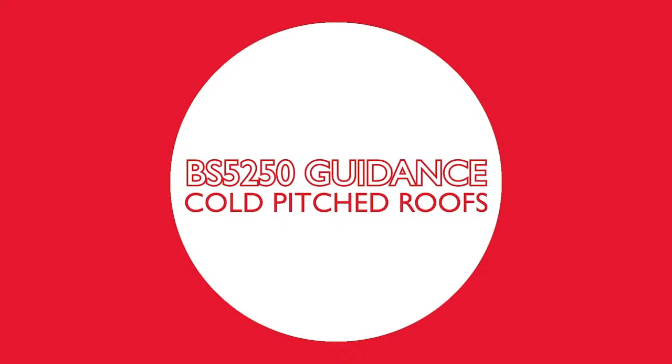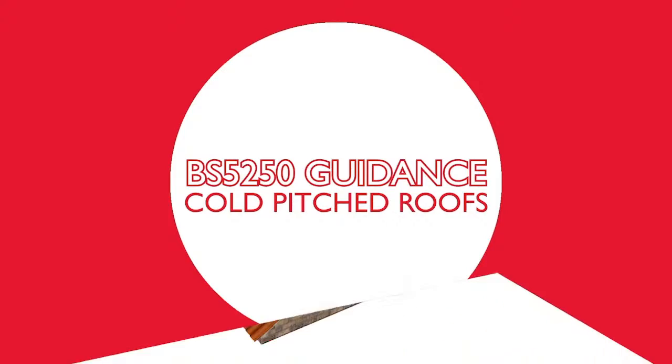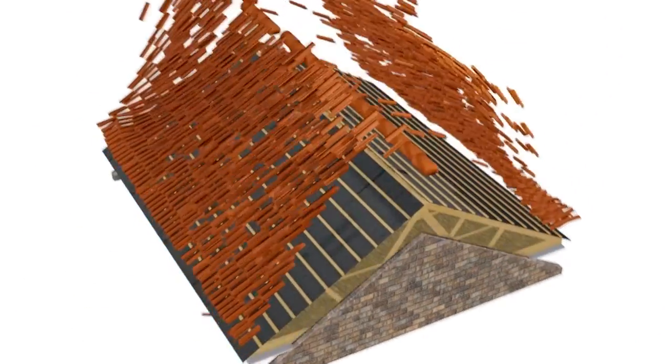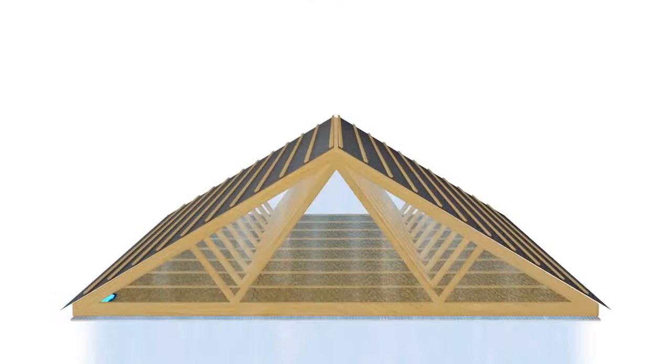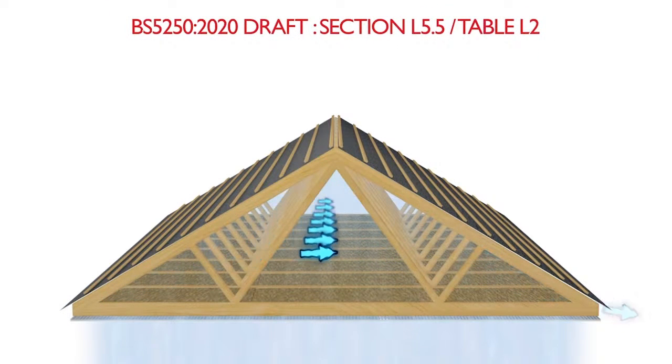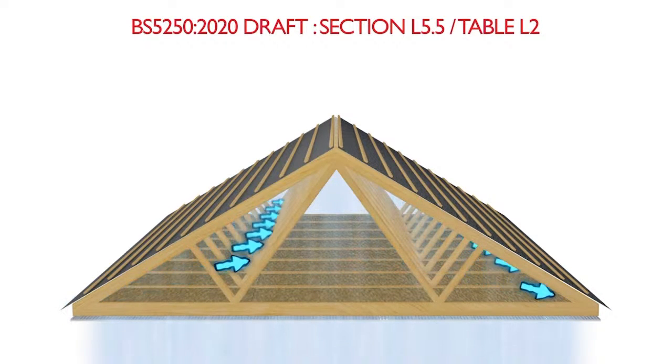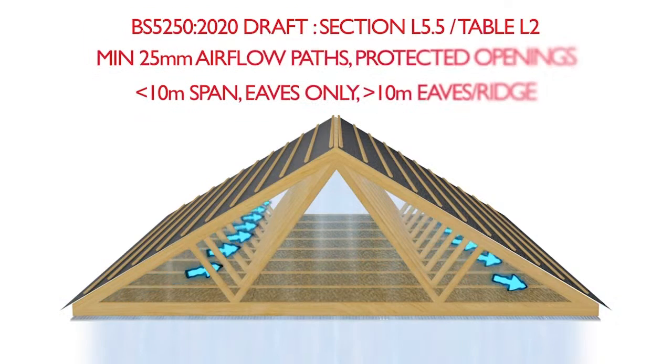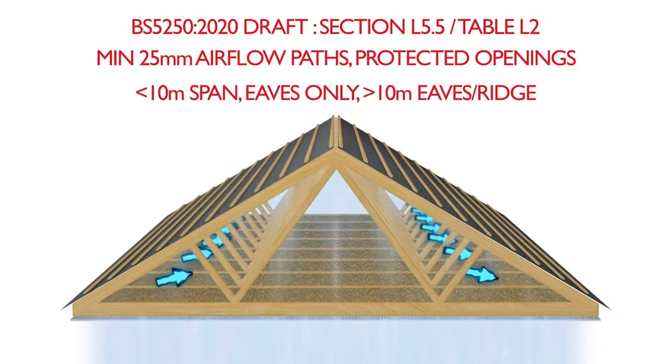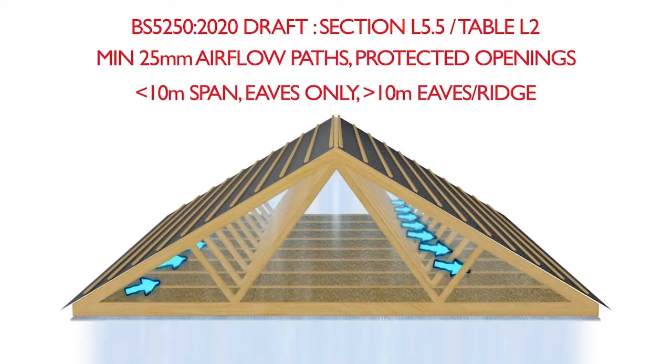The first of the roof types we'll consider is a ventilated cold roof. This is the traditional form of pitched roofing used all over the UK and is historically the standard against which more modern alternatives are judged in terms of condensation risk and timber moisture contents. The guidance on acceptable ventilation for loft spaces is given in section L5.5 of the 2020 draft document and in table L2. In every case, airflow paths within the roof should be a minimum of 25 mm deep and openings protected with a mesh to prevent the ingress of birds and insects.